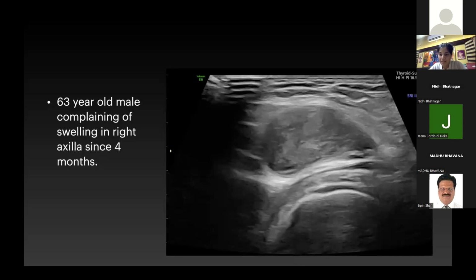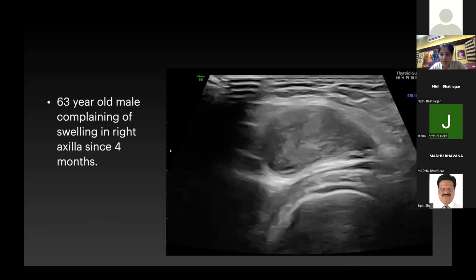The first clue that comes to mind is an axillary lymph node, and based on the age, it can be either metastatic or tubercular. The patient had no other complaint apart from the swelling since 4 months. There was no history of fever, no weight loss, no cough, no swelling elsewhere in the body. The swelling was painless for the past 3 months, and for the last 1 week, there was slight pain in the swelling.